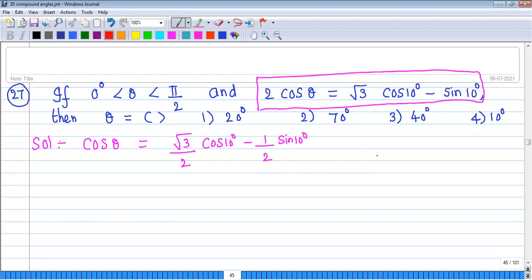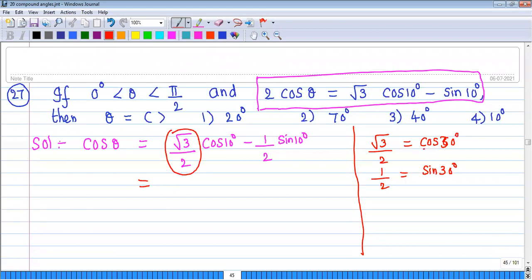Here one question we need to ask ourselves. The value of root 3 by 2 in terms of cos, we can write, is cos 30 degrees. Am I correct? Yes, sir. And the value of 1 by 2 in terms of sine is sine 30. Replace root 3 by 2 with cos 30, and replace 1 upon 2 with sine 30. Now what do we get? Cos 30 cos 10 minus sin 30 sin 10 degrees.